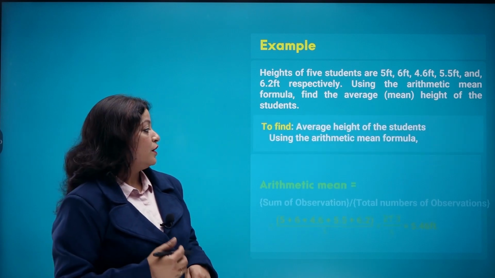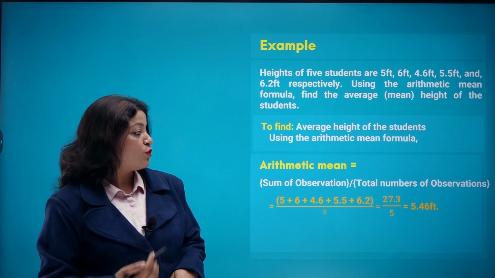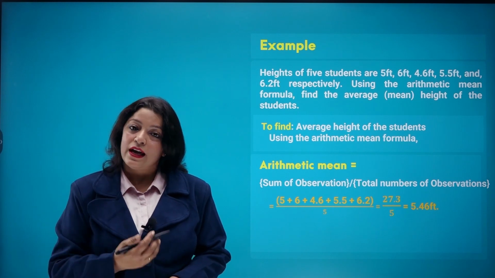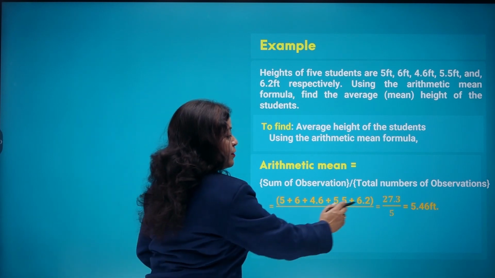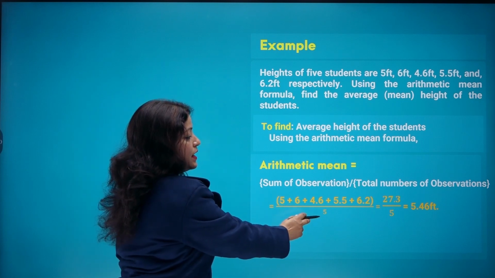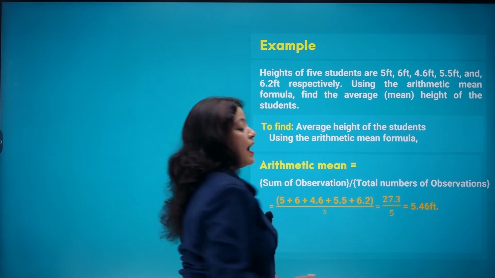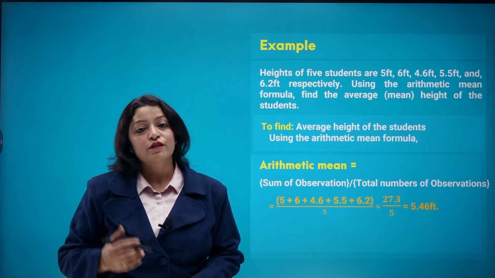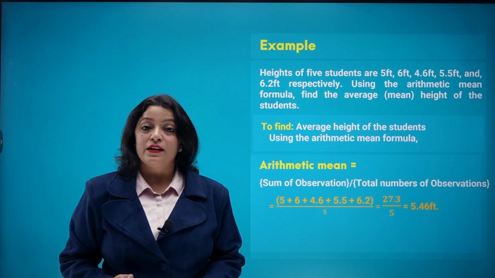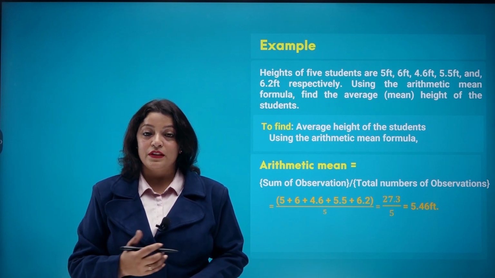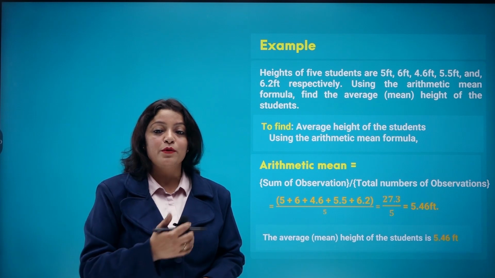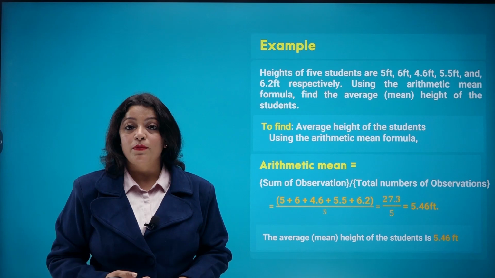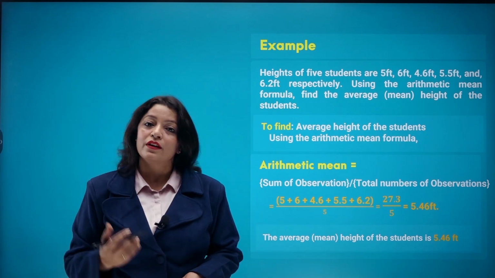For example, here you need to find 5 plus 6 plus 4.6 plus 5.5 plus 6.2, that gives you 27.3, and then you divide it by 5 because this is the sum of all the observations. When you divide it by the number of observations, you will get the average height of these 5 students, that is 5.46 feet here. So, I think this part is clear to you. Arithmetic mean is the sum of observations divided by the number of observations, and we can write the concluding statement as well. Whenever there is a word problem, remember we need to write the concluding statement in every question.